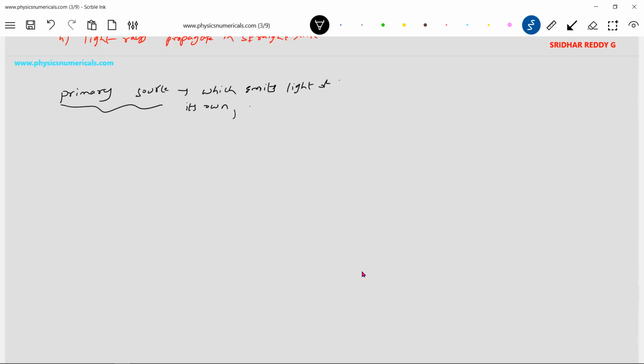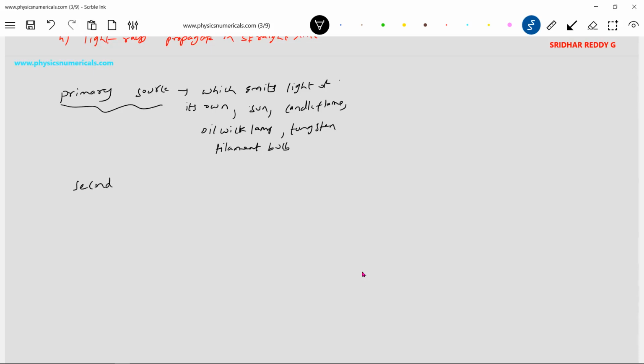Examples are the sun, candle flame, Hallwick lamp, tungsten filament bulb. All these are examples that emit light of their own. These are called primary sources.